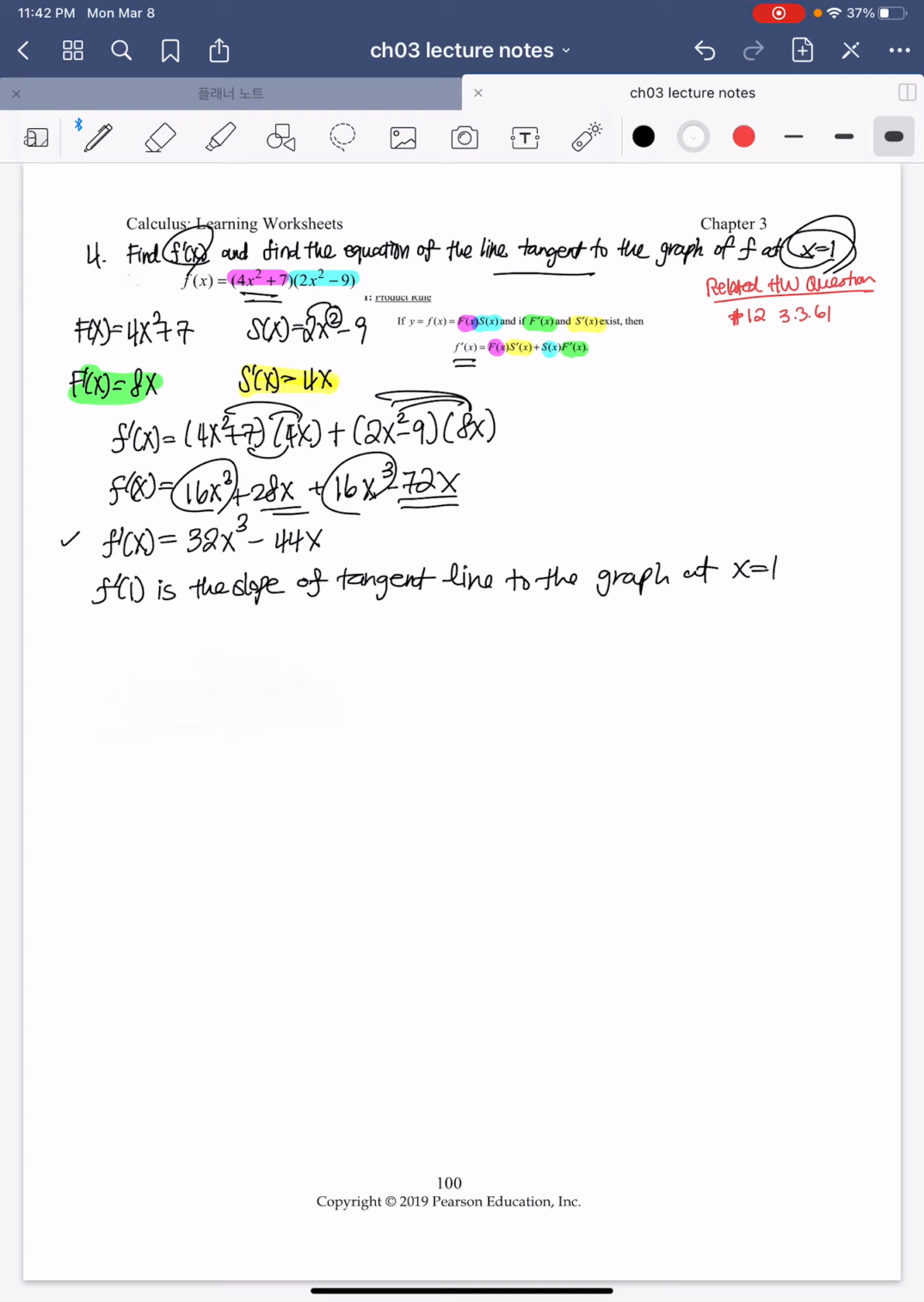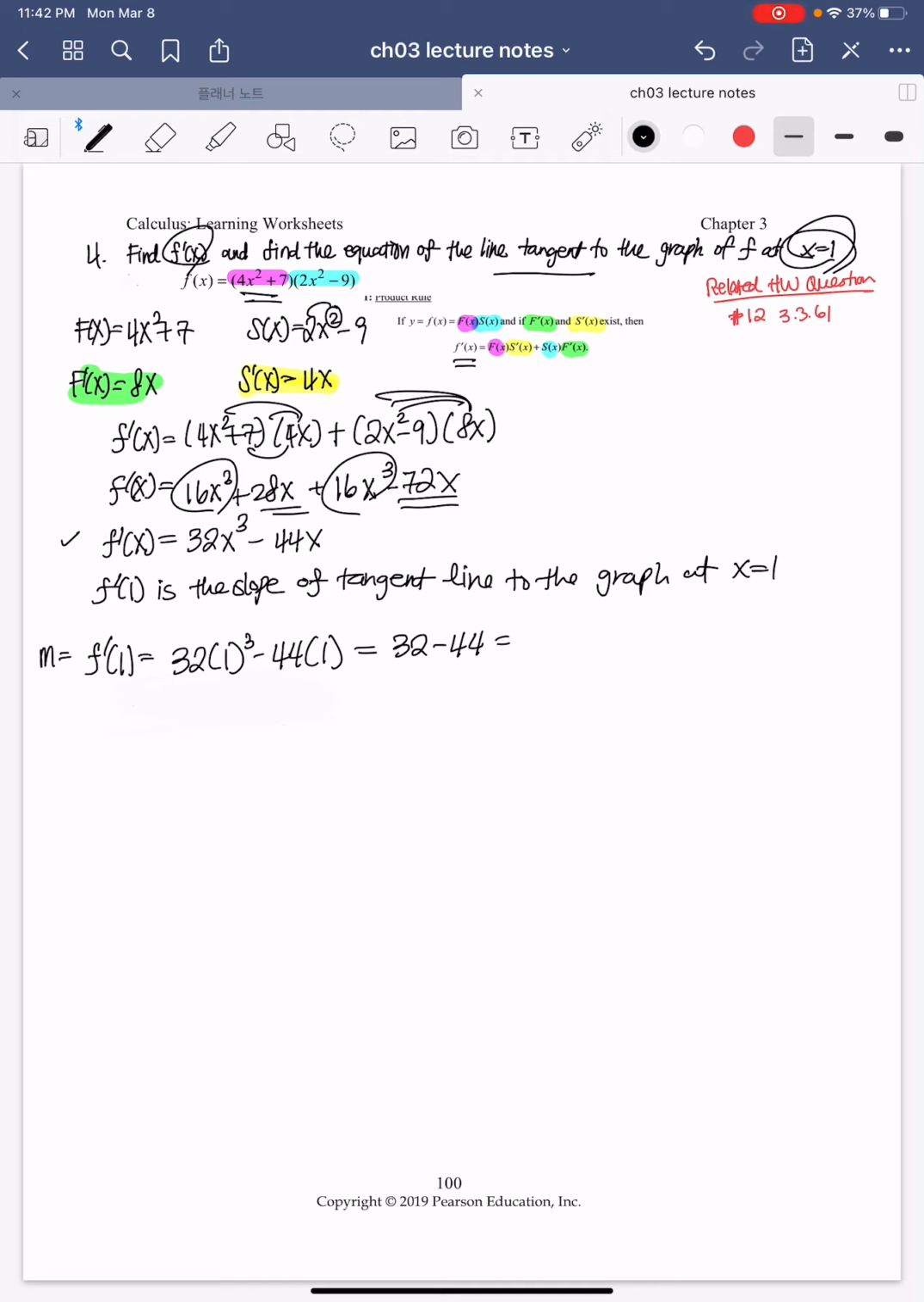Okay, so let's first find out the slope. So I'm going to plug it in. f prime of 1 is 32 times 1 cubed minus 44 times 1. That's 32 minus 44. So my slope value, in other words, that's your m.